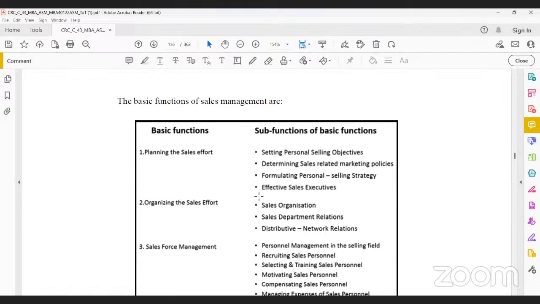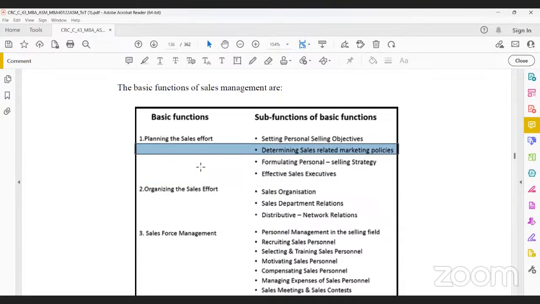The sales management function is planning the sales efforts, which means setting the sales personnel objectives, nothing but employees' selling objectives, what targets will be given, and determining sales related marketing policies. Okay, you have to decide sales related marketing policies, formulating personal selling strategies, and effective sales execution is also required. So all of this under planning of sales effort is the first basic function of sales management.